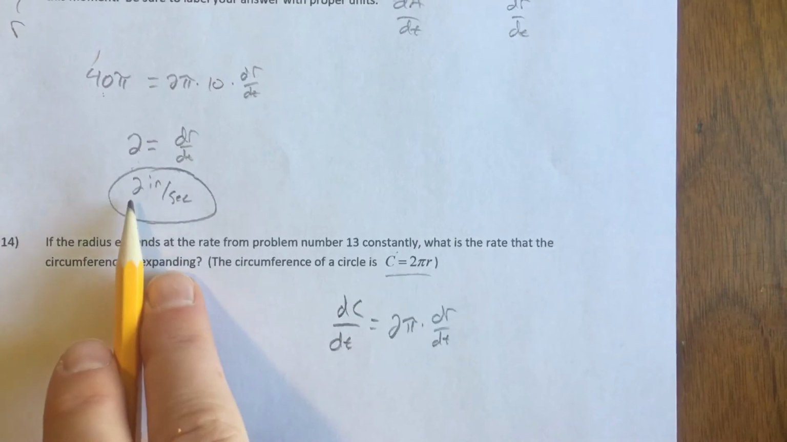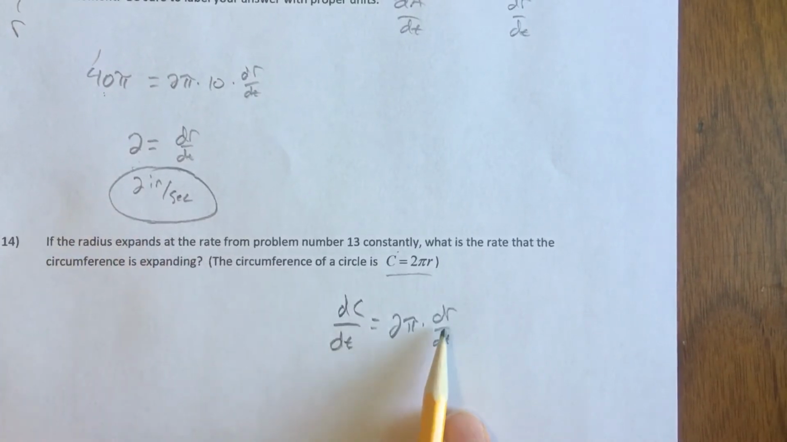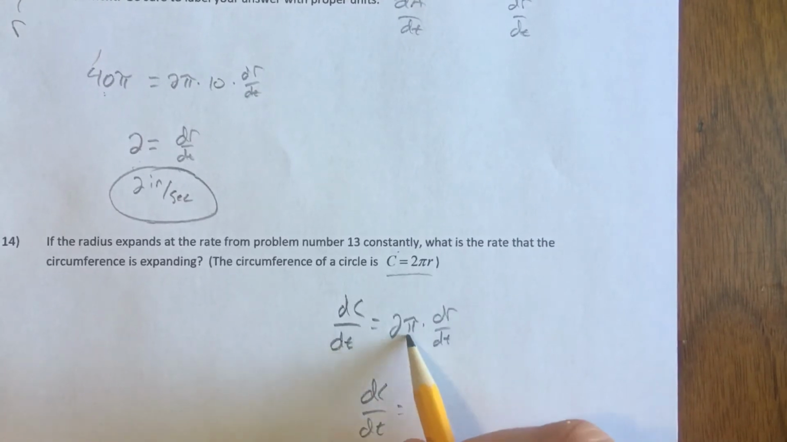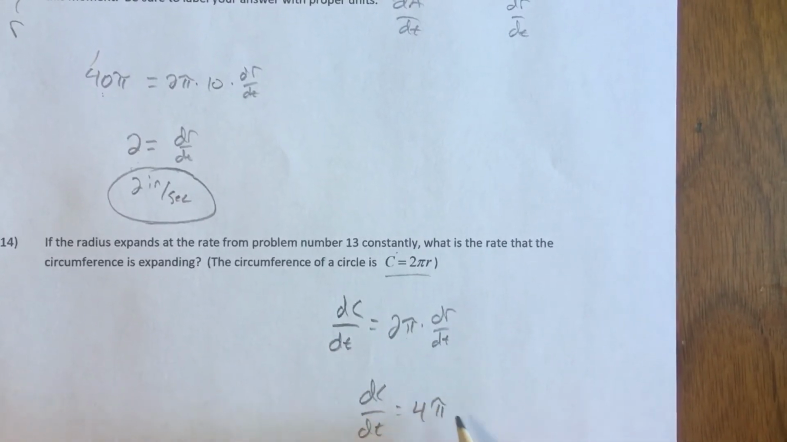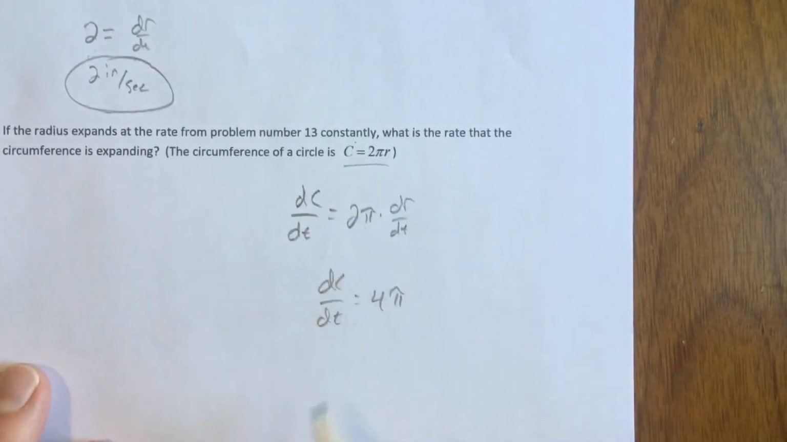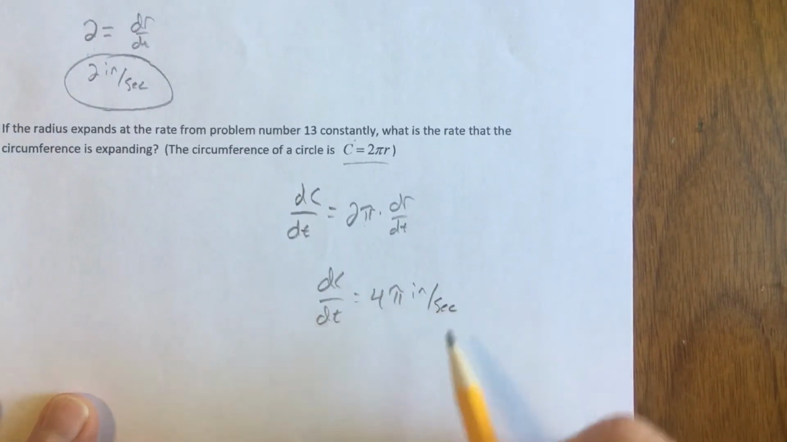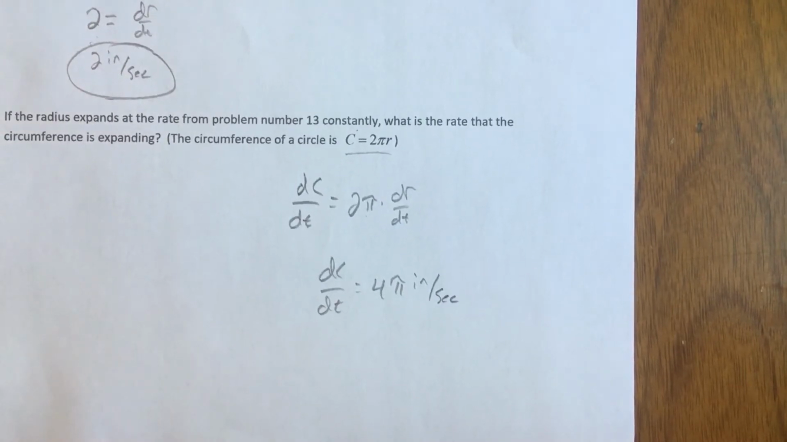All right, and we just said dr/dt was 2, so if you put that in, dC/dt is equal to 2 times pi times 2, which is 4 pi. Circumference is a linear measure. It's the distance, so it'll just be inches per second, not inches squared or inches cubed or anything like that.